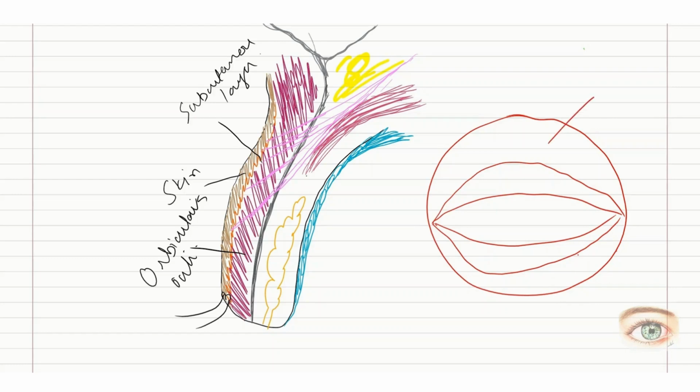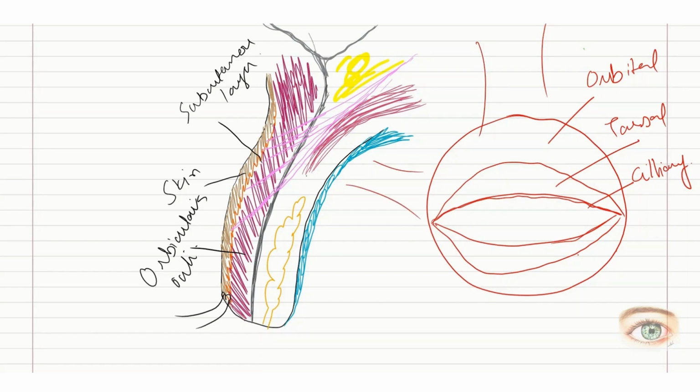Now, this is the orbital part, this is the palpebral part, sorry, the tarsal part, and this right over here, which is close to the lid margin, is the ciliary part, right? So the orbital part helps to move other muscles, the neighboring muscles. The orbital part helps to stretch those muscles, right? For example, the occipitofrontalis muscle, the temporal muscle, and these kinds of muscles, right?